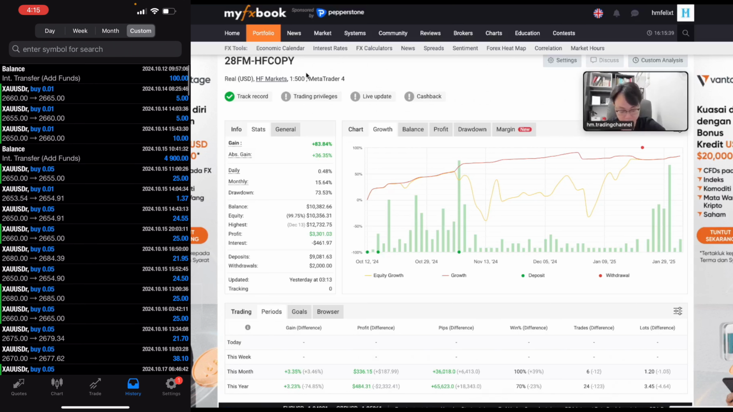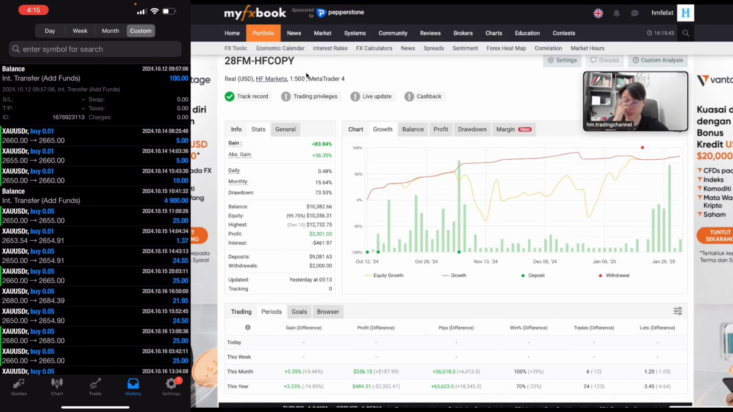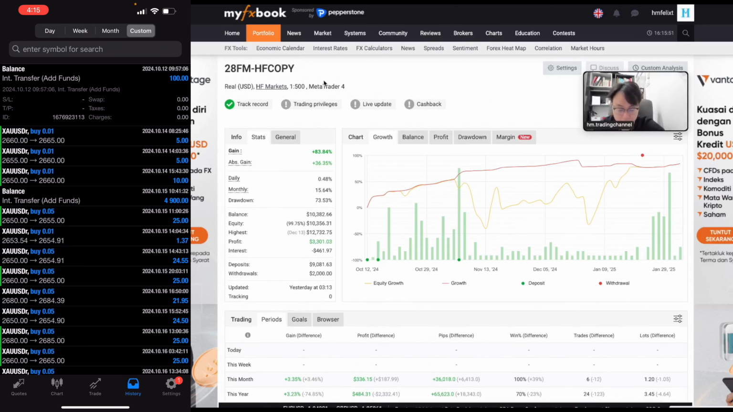I would say the first deposit right here is just $100. The reason that we started off with a deposit of $100 is we want to test how this FH Copy system works, how the copy trading system works, and we want to see how we can set it up.